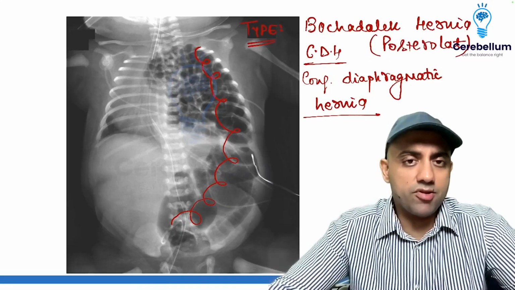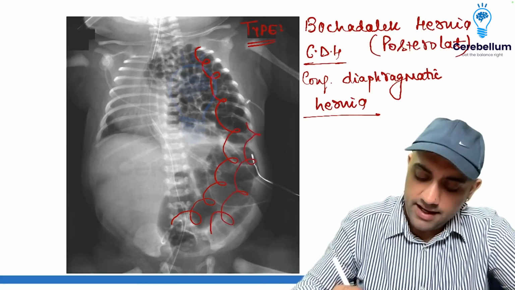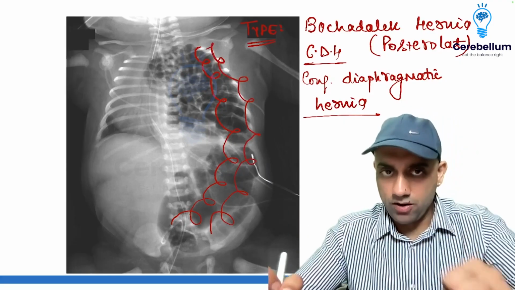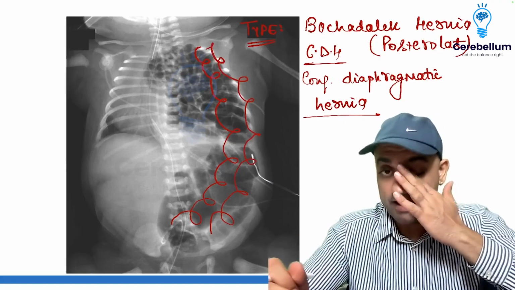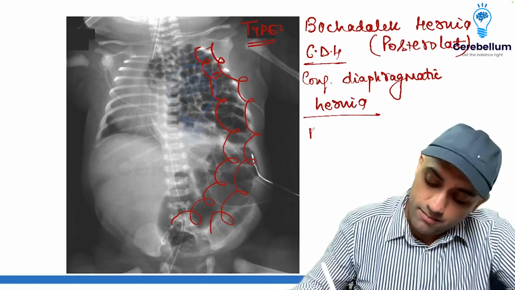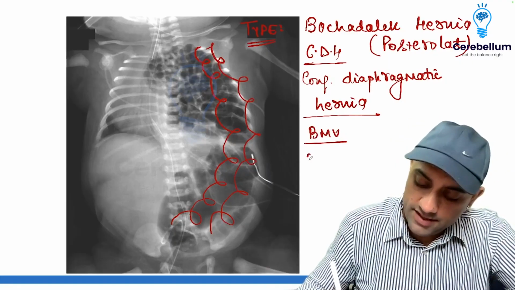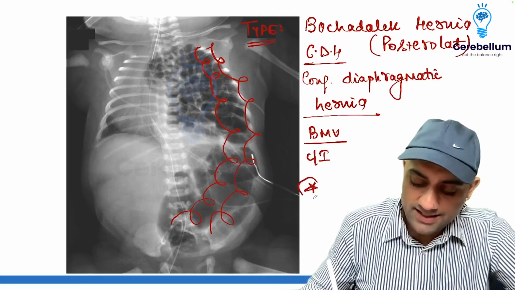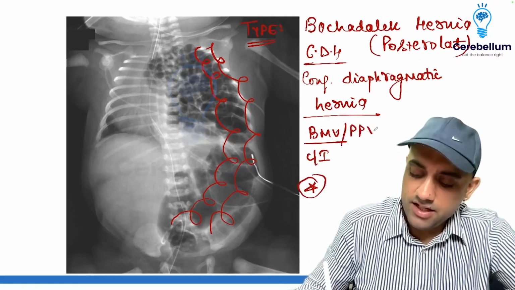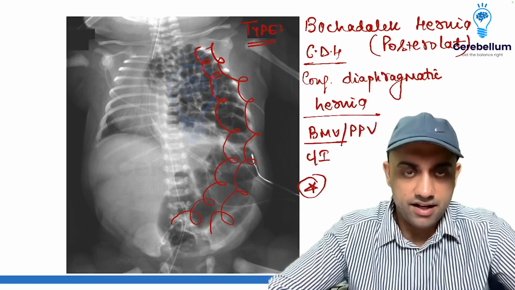How will the patient present? Naturally, my intestine has gone up, my lung has collapsed, I'll have distress, tachycardia, tachypnea. In this case, number 1, bag and mask ventilation definitely is contraindicated. Star mark, it's an exam question. Bag and mask ventilation or positive pressure ventilation is contraindicated.